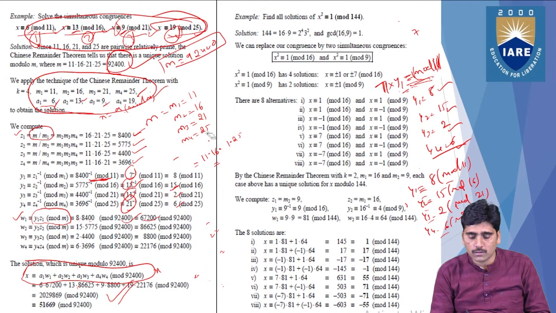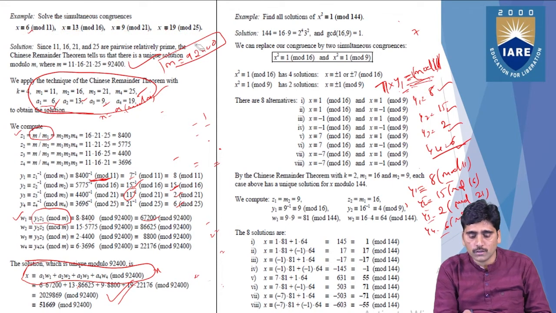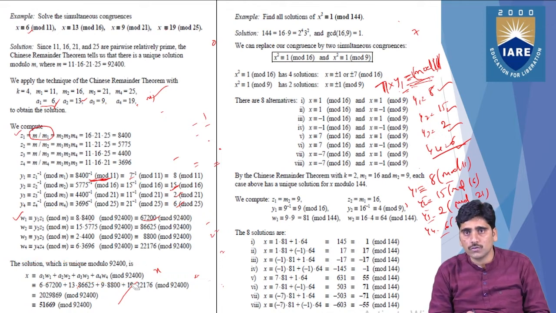So this is the way you can find the congruences or find the unique solution. Here they give the congruences, and you find the unique solution. But in some cases they will give the unique solution, and you need to find the different solutions, the different congruences, right?